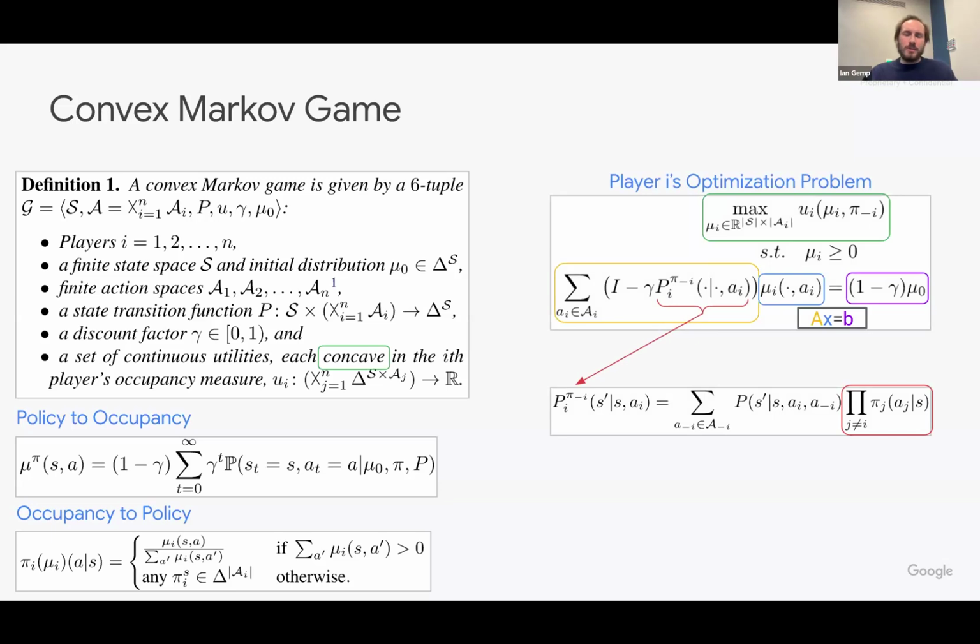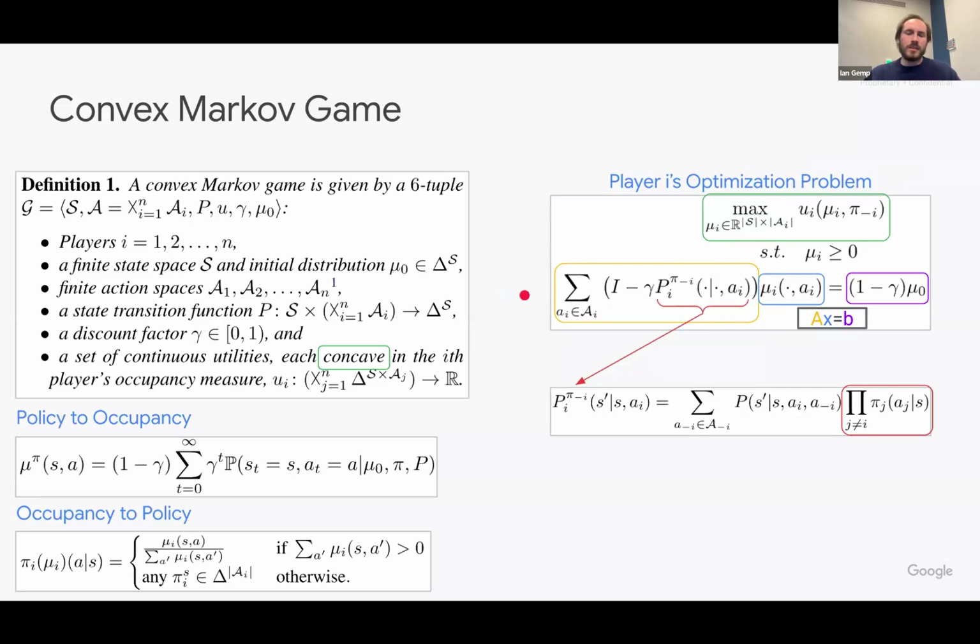And then each player's optimization problem, given all of the other players' policies are held fixed, looks like a convex program. So what this is actually, hopefully you can see my mouse. As I said before, their utility function needs to be concave in their own occupancy measure, so it needs to be concave in mu I here. But their occupancy measure has to satisfy a constraint, and these are called the Bellman flow constraints.